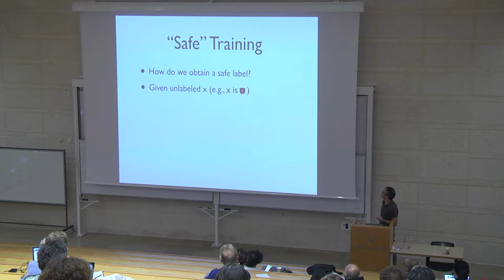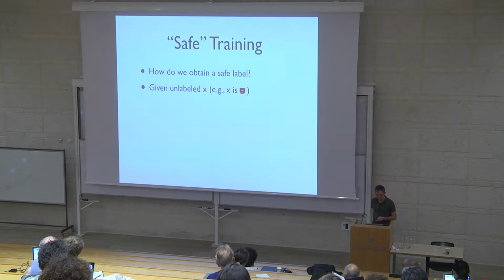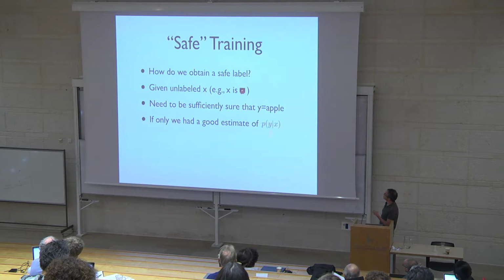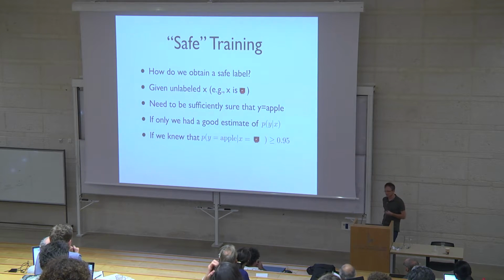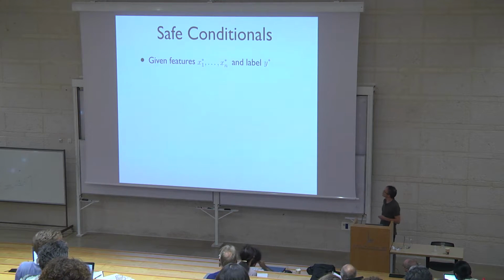So let me just begin to formalize this. So we have some unlabeled data, say X, which is an image of an apple, and we want to be sufficiently sure that Y is an apple. So formally what we want to do is to obtain a good estimate of P of Y given X, P of the label given the image. And if it were the case that P of Y equals apple given X, this image, is greater than some threshold, we'd be confident enough that this is indeed what's in the image, right? So if you could only have some reliable measure of this conditional probability, we'd be fine. We'd be safe.